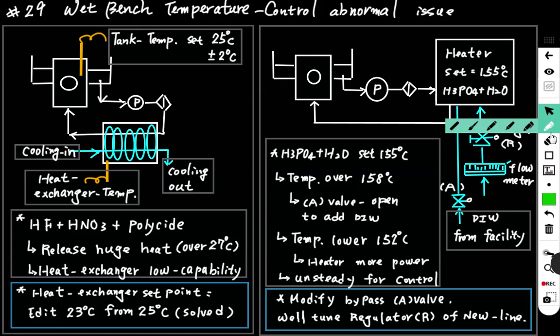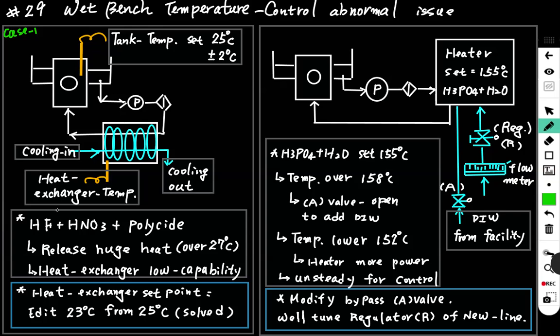Hello there, we are going to talk about wet bench temperature control abnormal issue. We have two example cases. Case 1.